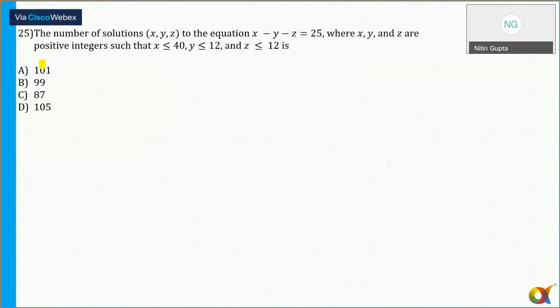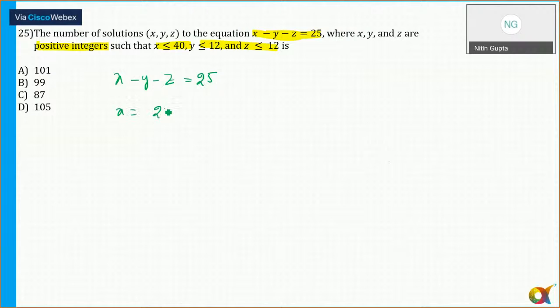Now, this one is somewhat difficult, but I'll say we'll make it easy because we have done a similar type of question in the class. The number of solutions of x minus y minus z is equal to 25 under the given conditions. They are positive integers. All right. In the CAT, most of the time you'll get a question in which there will be some pattern.